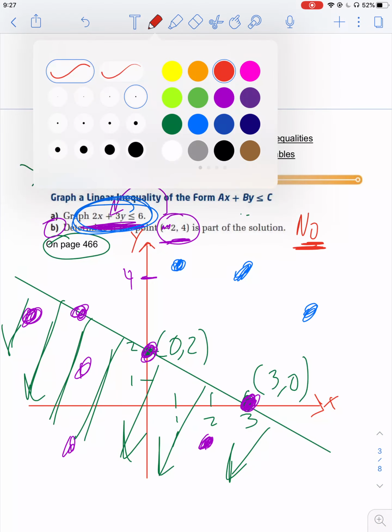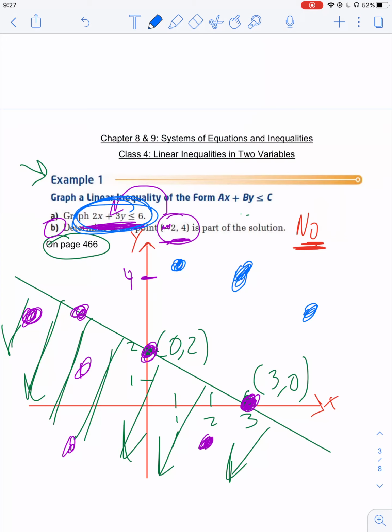So maybe, yeah, so this is the point. 2 comma 4 will actually be somewhere, maybe somewhere up. So 2 comma 4 is somewhere over here. Okay, so as you can see, visually it's not within your region, right?